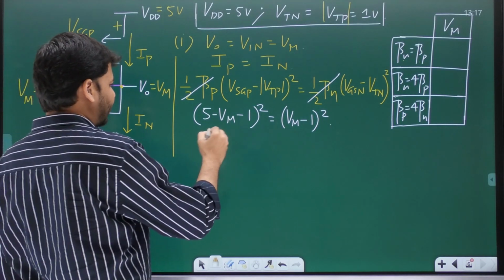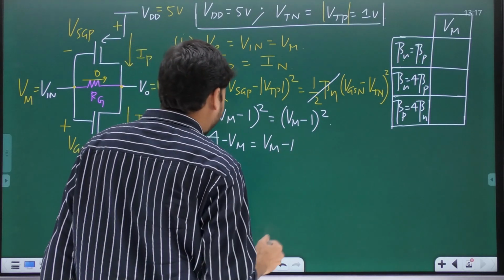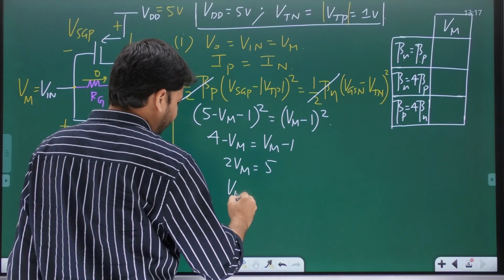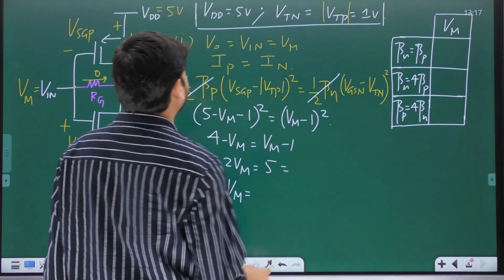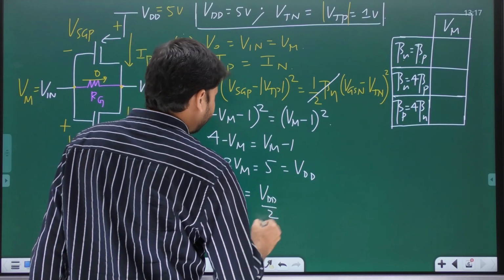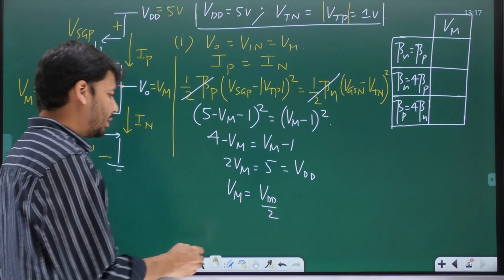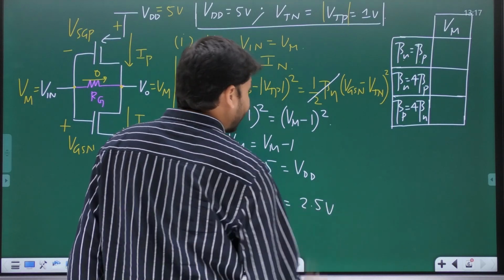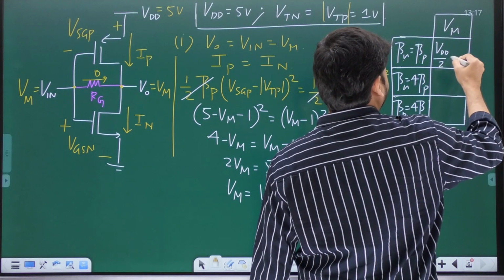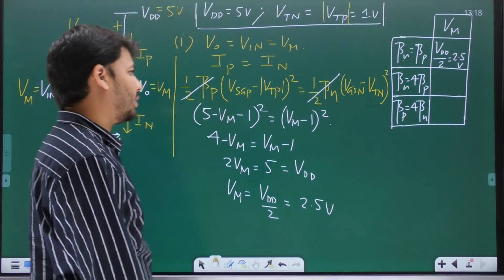Now you take the square root on both sides, you will get 4 minus Vm equal to Vm minus 1, or 2Vm equal to 5, and Vm is 5 by 2. Remember, 5 volts is also VDD. So Vm, when both the transistors are matched or equally strong, is VDD by 2, and in this case it is 2.5 volts. Is it clear? That is the first case.